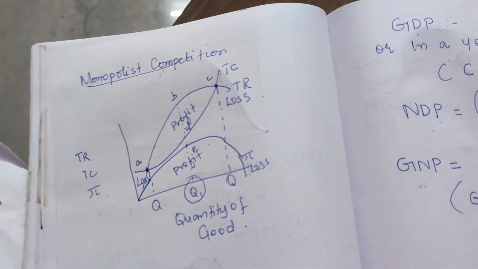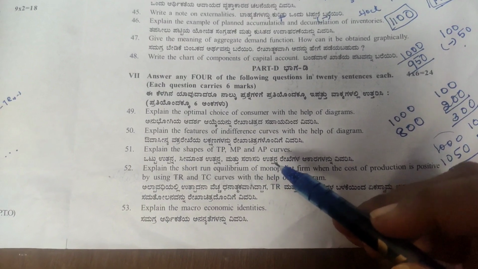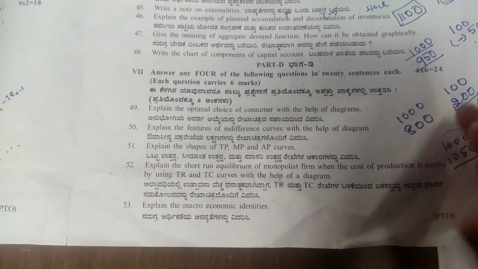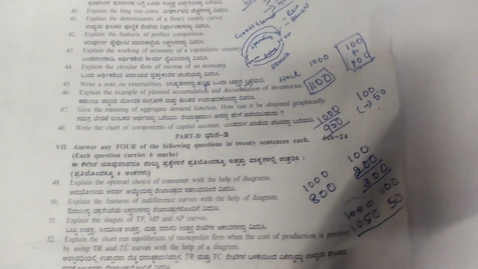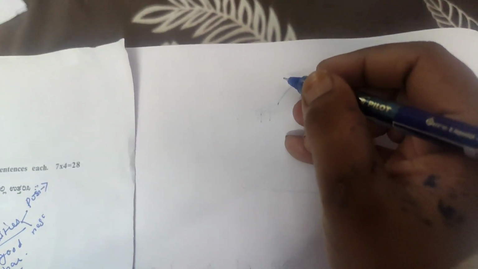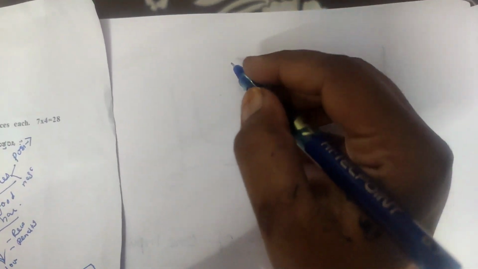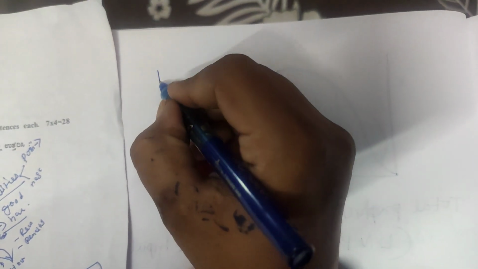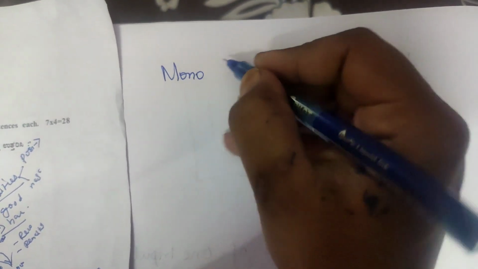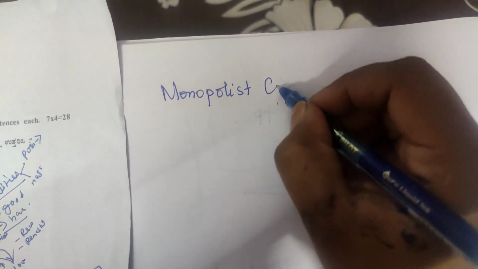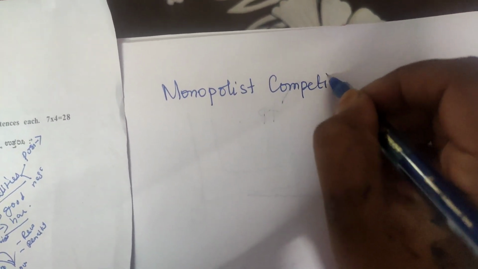Okay, after this: explain the short-run equilibrium of a monopoly firm when the cost of production is positive, by using the TR-TC curve with the help of a diagram. So a monopolistic firm's cost of production can be 0, and when the cost of production is positive, it means it is more than 0, not the zero cost. Then the monopolistic firm also will try to sell most of its output to earn the maximum profit. So that is what we need to understand with the following diagram.